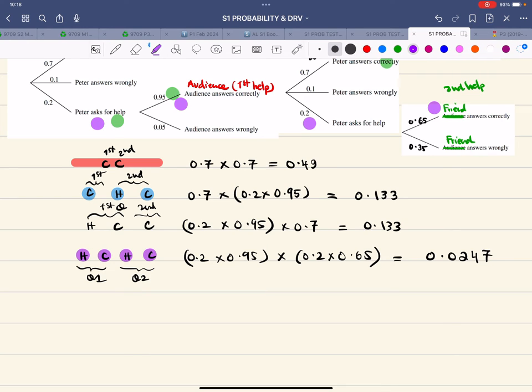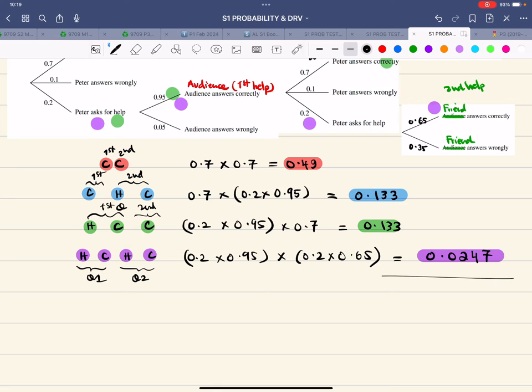Let me also choose one other color. That's the green one. And let me also change this color. That is the red one. Okay. So now this is the scenario. So we have the red one. We have the blue one. We have the green one. And last but not the least, we have the purple one.